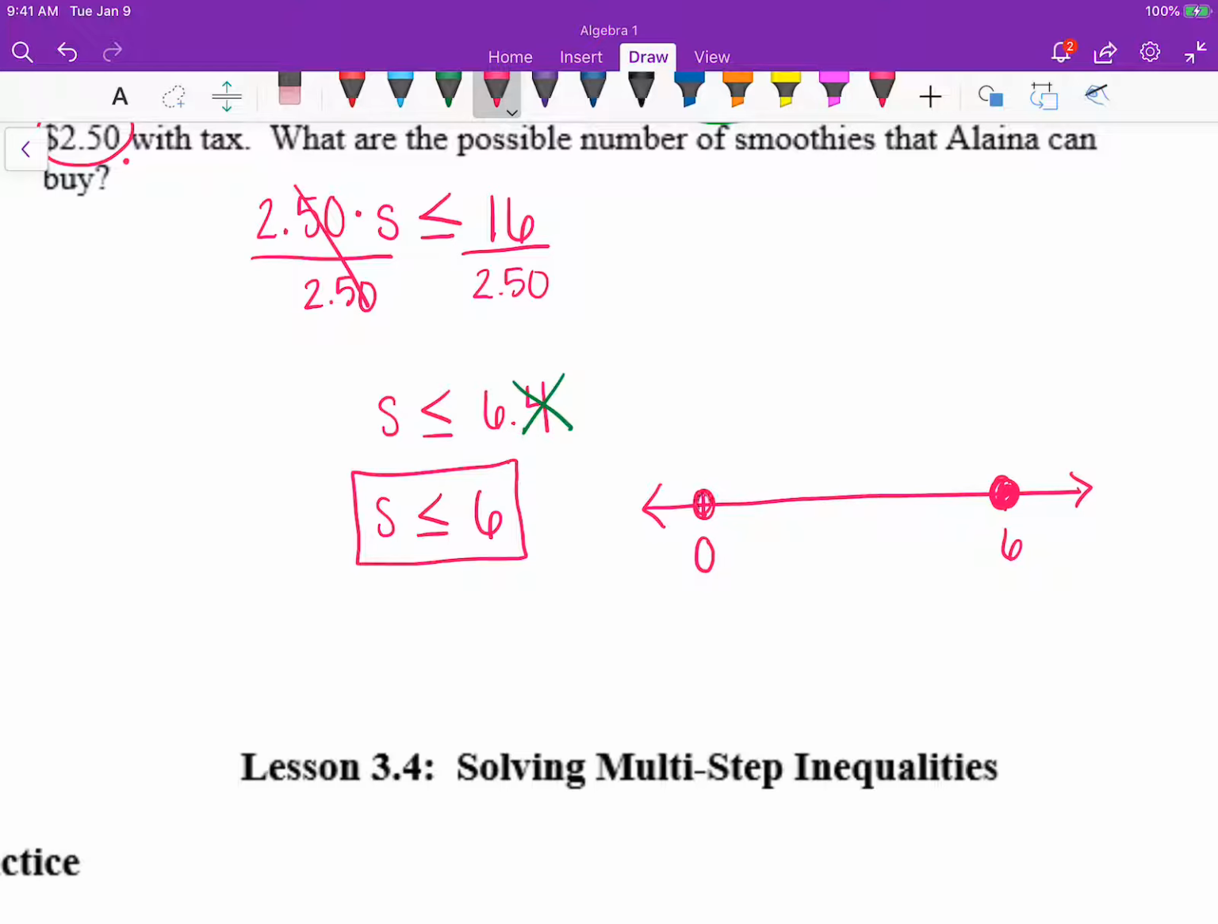I could, I guess, go there and buy 0 smoothies. It'd be kind of weird, but it's possible that I could go there and decide I don't want any smoothies. I could buy 1 smoothie or 2 smoothies or 3 or 4 or 5 or 6, but I can't buy decimals of smoothies just like I couldn't buy decimals of bags of salad. So again, our graph is going to end up being just a bunch of dots at all of the whole numbers that are between 0 and 6. So that's what your graph would look like for that one.